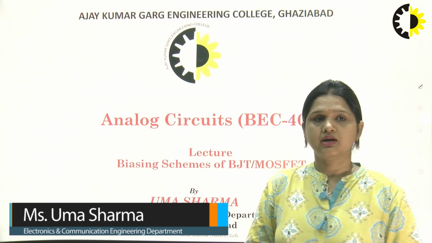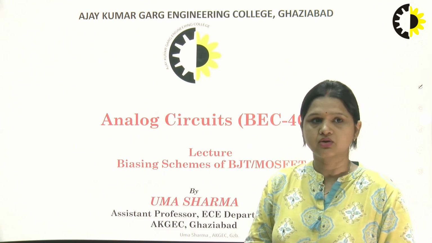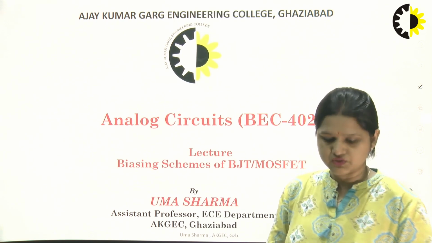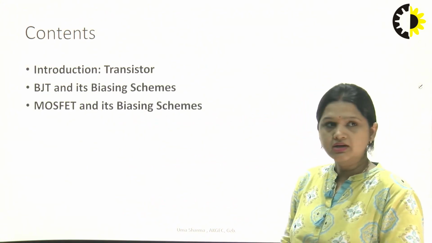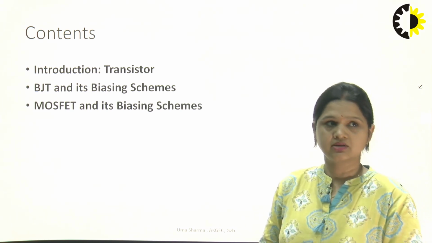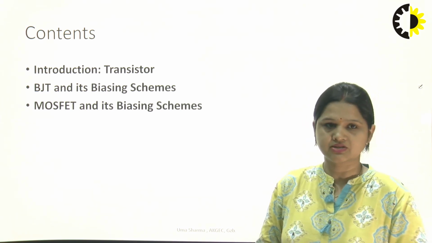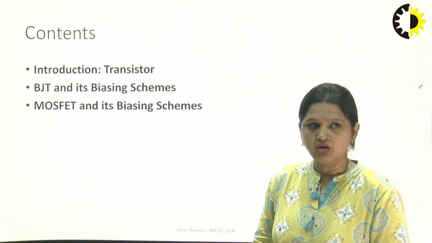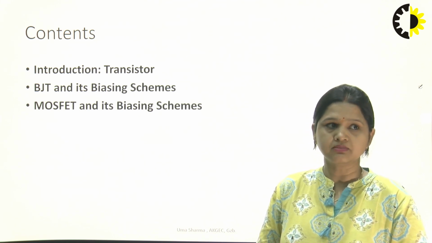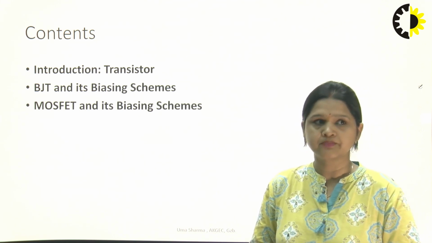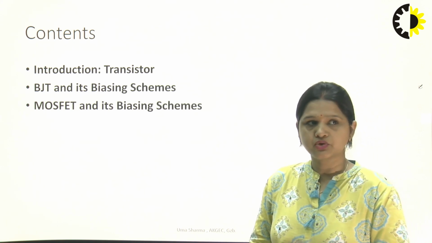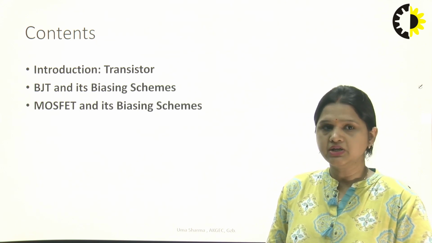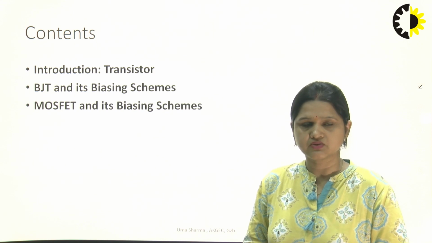Today in this lecture, I'll discuss one of the important topics of analog circuits, and the topic is biasing schemes of BJT and MOSFET. So these are the contents of my lecture. First, I'll introduce what a transistor is, its basic construction, operation, and how we can do the biasing in a bipolar junction transistor. In this lecture, I'm going to cover the first two topics only, but the need of biasing is the same for BJT as well as for MOSFET.